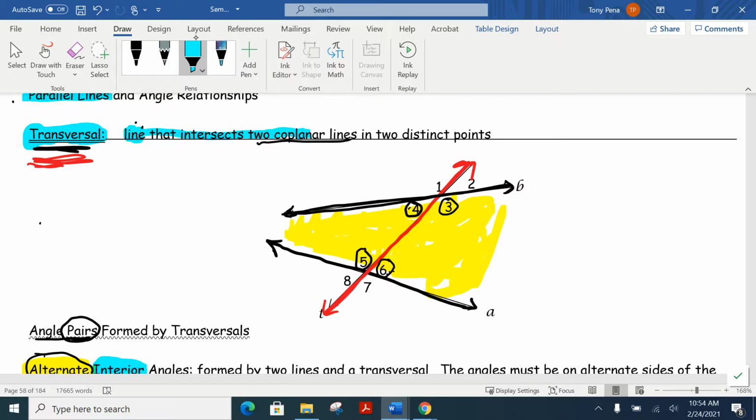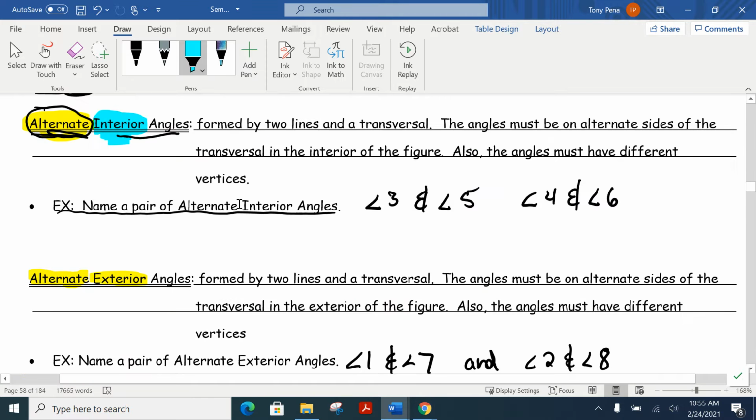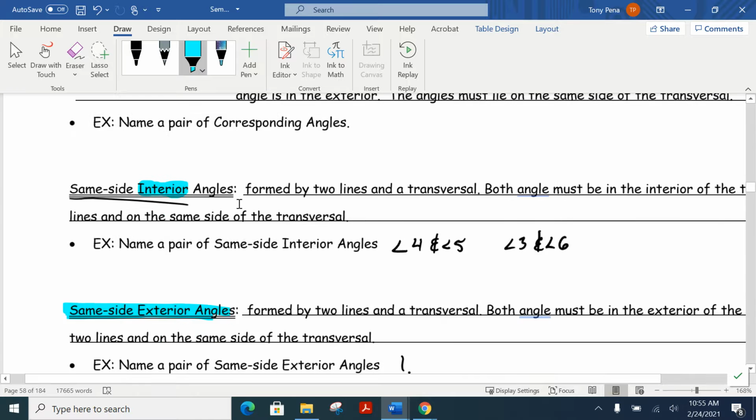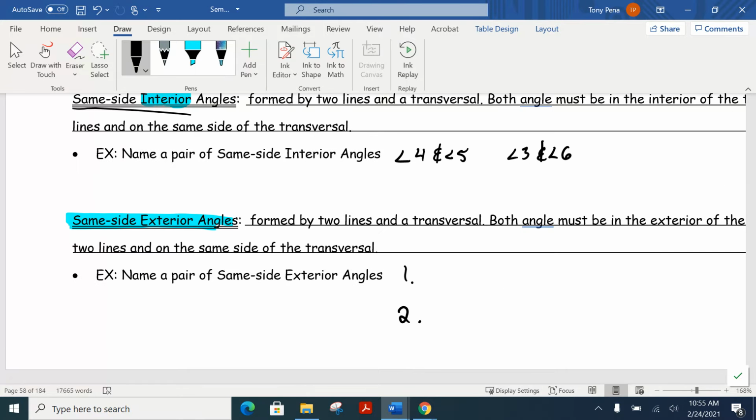All right, so what we should be looking at, here are your exterior angles. 1, 2, 7, and 8 are all exterior angles. They're outside of those lines. And we want the pair that are on the same side. So if you look at your red line, angle 1 and angle 8 are outside, and they're both on the left side of the transversal. So you're going to do 1 and 8. That's one of our pairs.